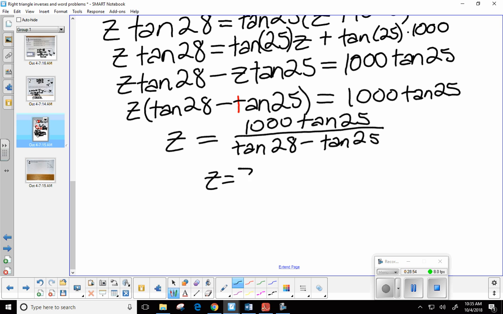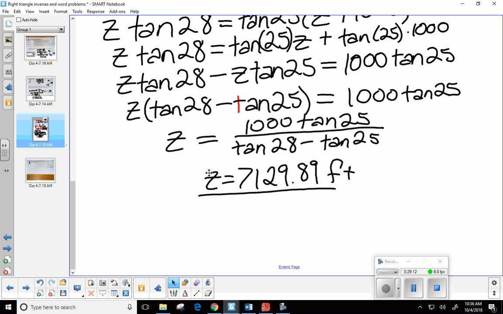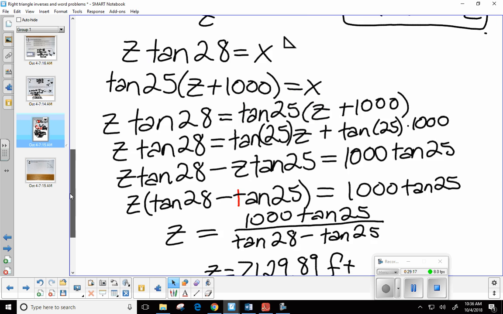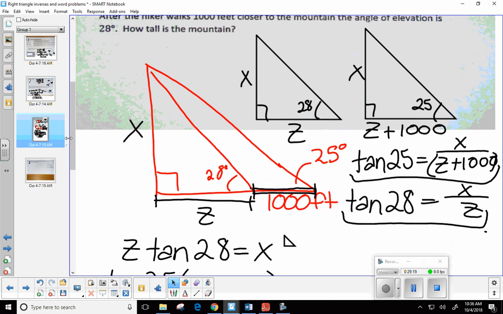So z equals 7,129.89, right? Okay. And so that is the feet on the bottom. But just like the previous problem, is this what the problem's asking for? Fortunately not. And so we can go up and write down here that z equals 7,129.89 feet.